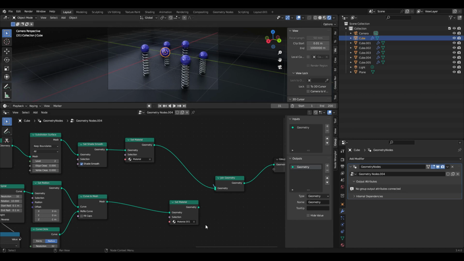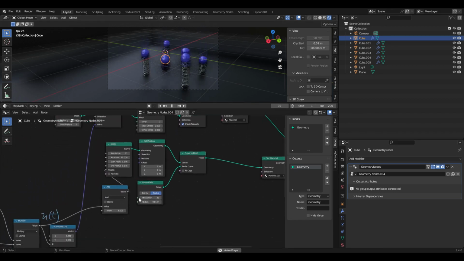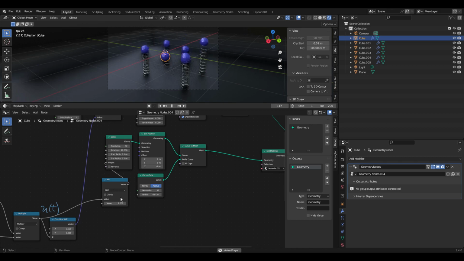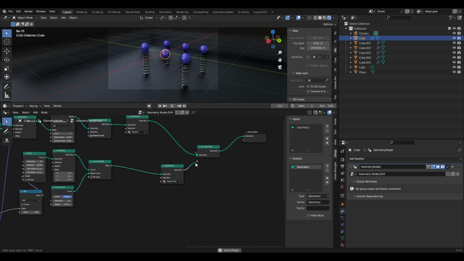So if I remove this part on the bottom here, I just have the ball, and if we run the animation, it's just a ball going up and down. So what I wanted to do was to have some spring on the bottom. How I did that was I took this displacement, added 1 to it, and then put that in as the height of the spiral. So the height is starting at 1, and then in the set position, I'm subtracting 1 in the z direction. I'll show you why in a minute. And then I add a curve circle, that's the profile curve, into the curve to mesh, and then set a material.